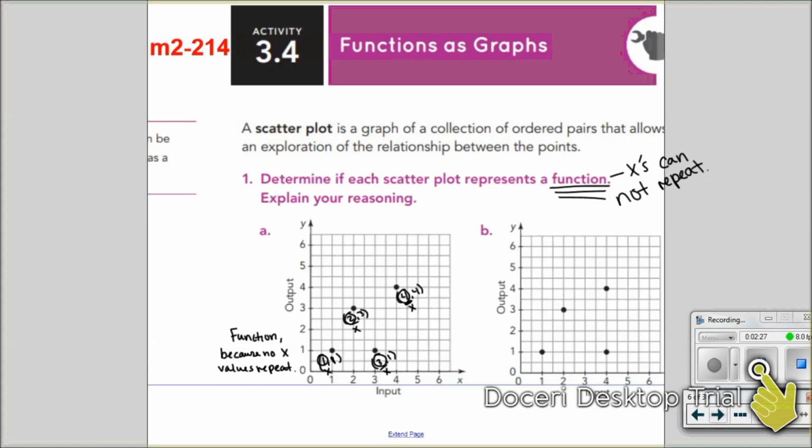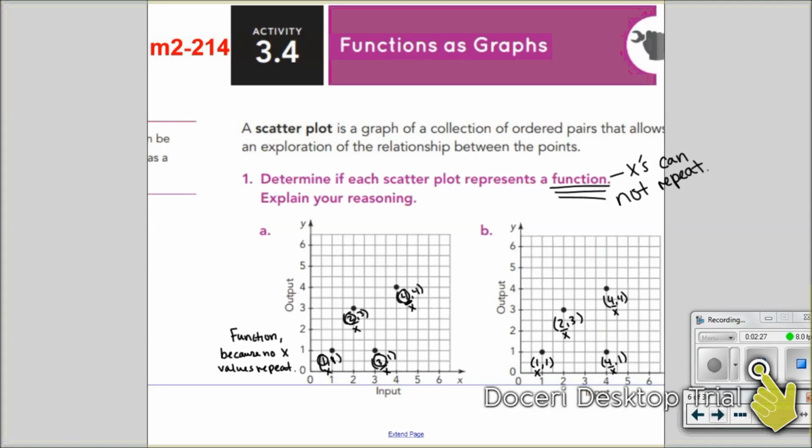Alright, so let's check our answers together. So if we look through our ordered pairs, our first pair was again (1, 1). So that means our x value was 1. We had another point at (2, 3). So that meant our x value was 2. We had a point at (4, 1). So our x was 4. And then we had a point at (4, 4).